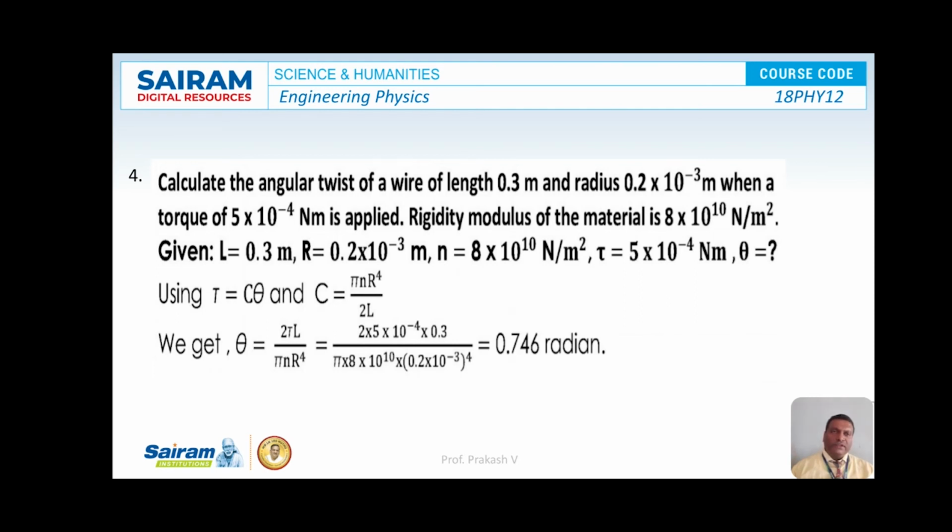Substitute the contents here, that is 2 into 5 into 10 to the power of minus 4 into 0.3 divided by pi into 8.8 into 10 to the power of 10 into (0.2 into 10 to the power of minus 3) whole to the power of 4. On simplification, the value of theta, that is the angular twist, is equal to 0.746 radians. So this is the answer for this problem.